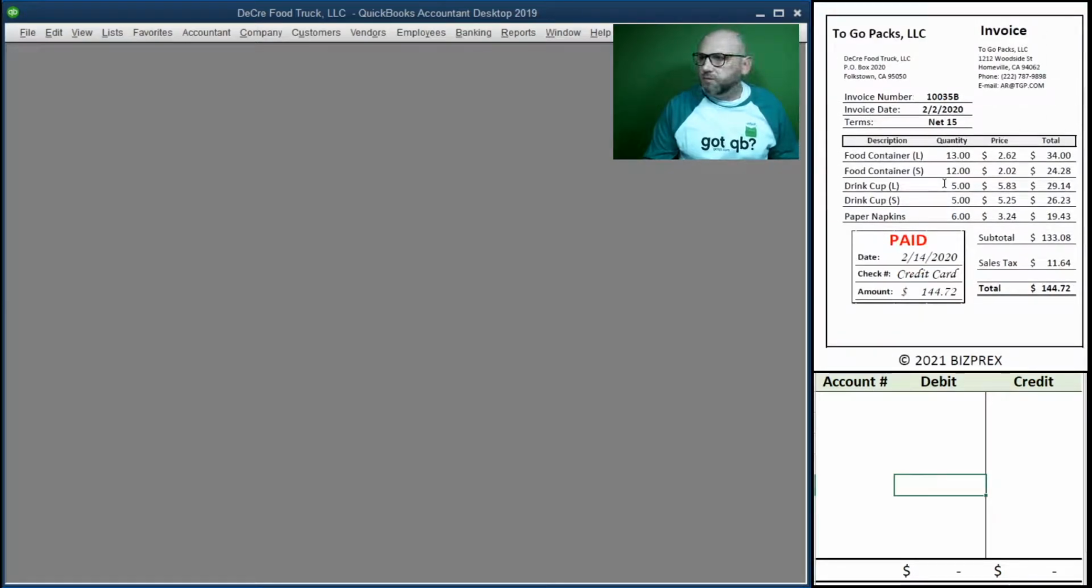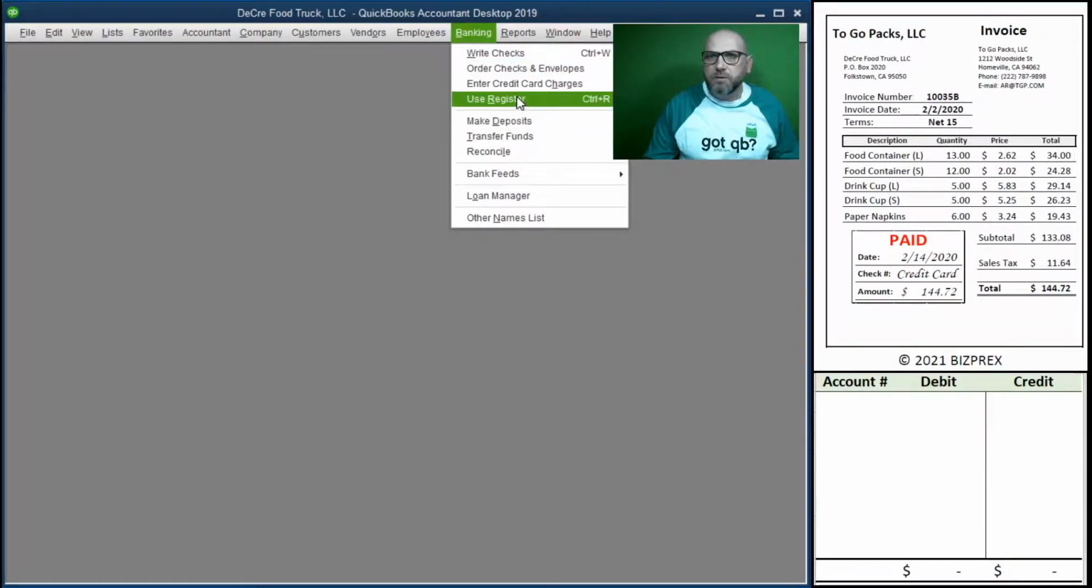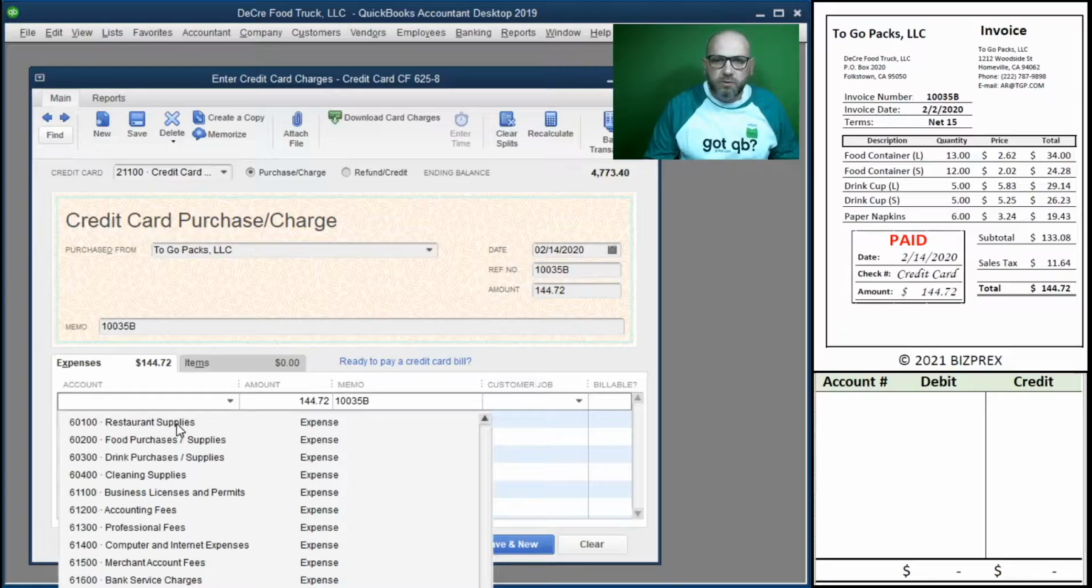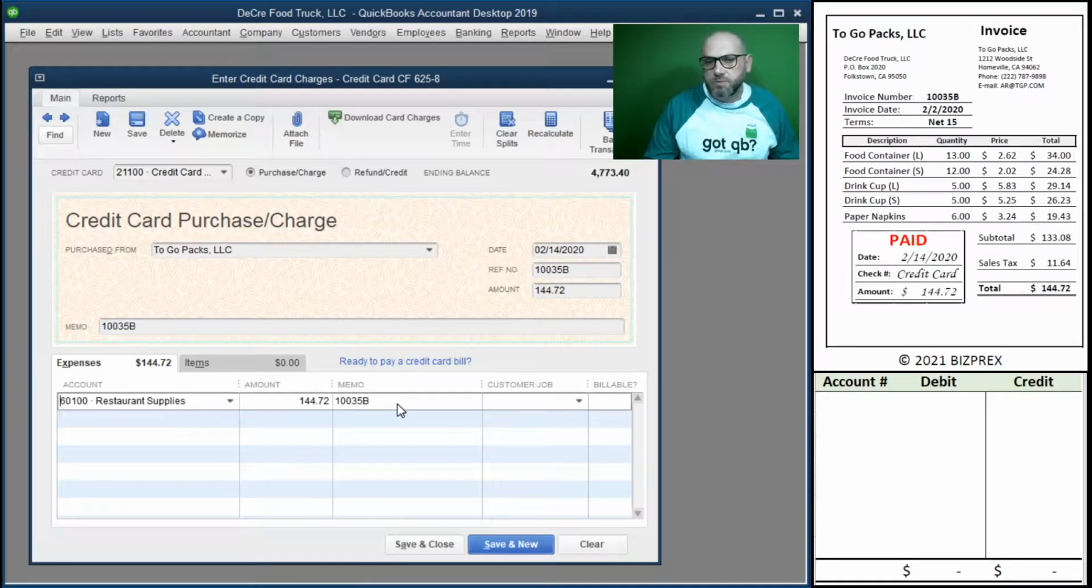All right, next invoice is also paid by credit card. So let's go ahead and enter that one. Paid on 2/14/2020. So what do we have here? We have food containers, so more like restaurant supplies, right? Similar to the previous month, but you know, practice makes perfect.